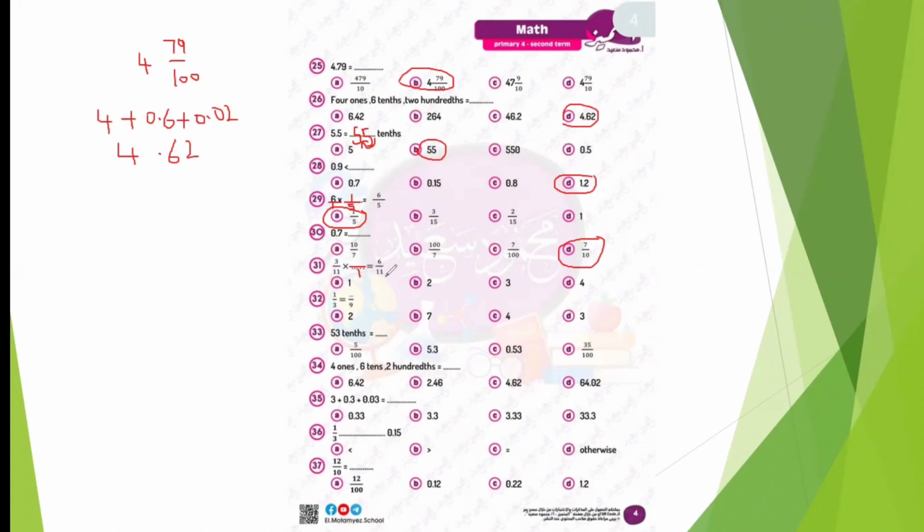So 11 times 1 equals 11. 3 times what equals 6 equals 2. 2 over 1, it's the same value of 2.